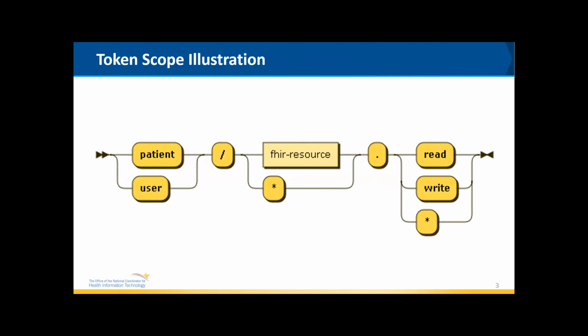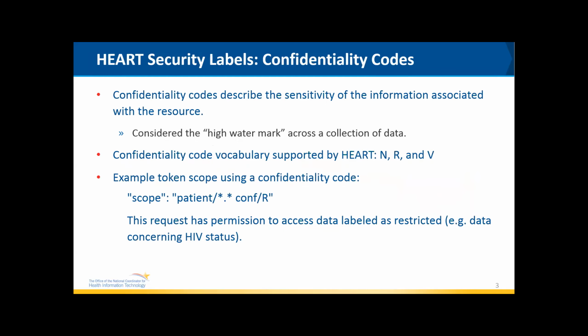The scope statement can also include confidentiality codes. They are included in a request by a client and could be authorized by the authorization server, and when allowed, can return information of a heightened sensitivity. So here's an example of confidentiality codes.